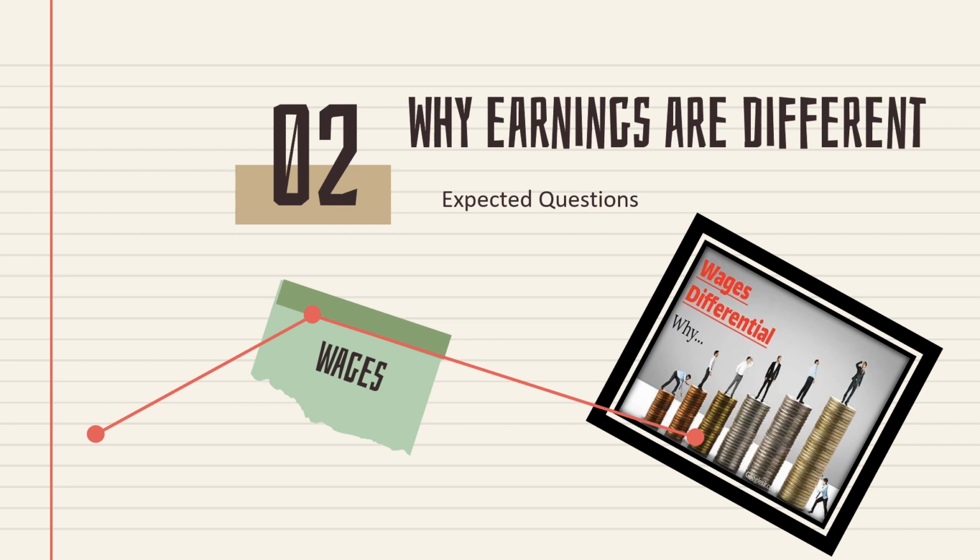From this portion, some professions used to get high wages. Some professions used to pay very low wages. Why are wages different in different professions? Most examinations, these types of questions are also repeated. So I am expecting that in this exam also you will get a question from this topic: why earnings are different. Why do different persons used to earn different wages or a different salary? What is the reason behind that?